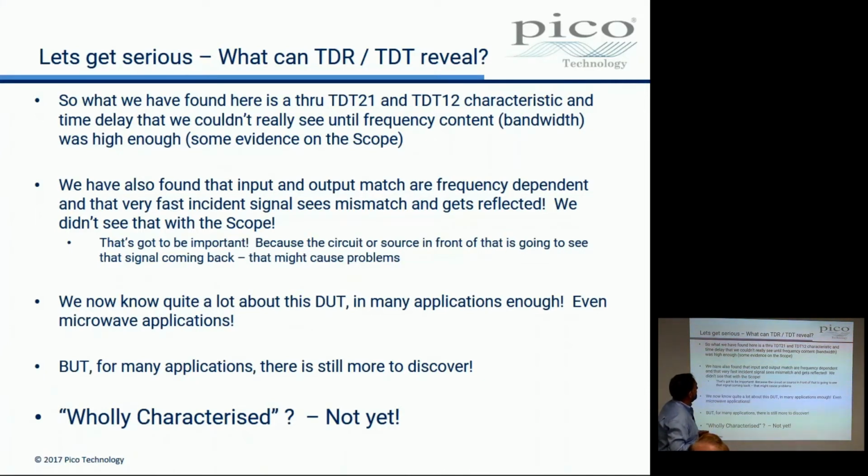So what we've found here is a through TDT21 and TDT12 characteristic and a time delay that we could not see. We couldn't really see it until we had the frequency content in the stimulus, i.e. our 20 megahertz bandwidth AWG source was not enough to see this detail. We've also found that the input and output match are frequency dependent, and that very fast signals see a mismatch, and that gets reflected. We didn't see any of that on a scope. We needed a network analyzer of some description.